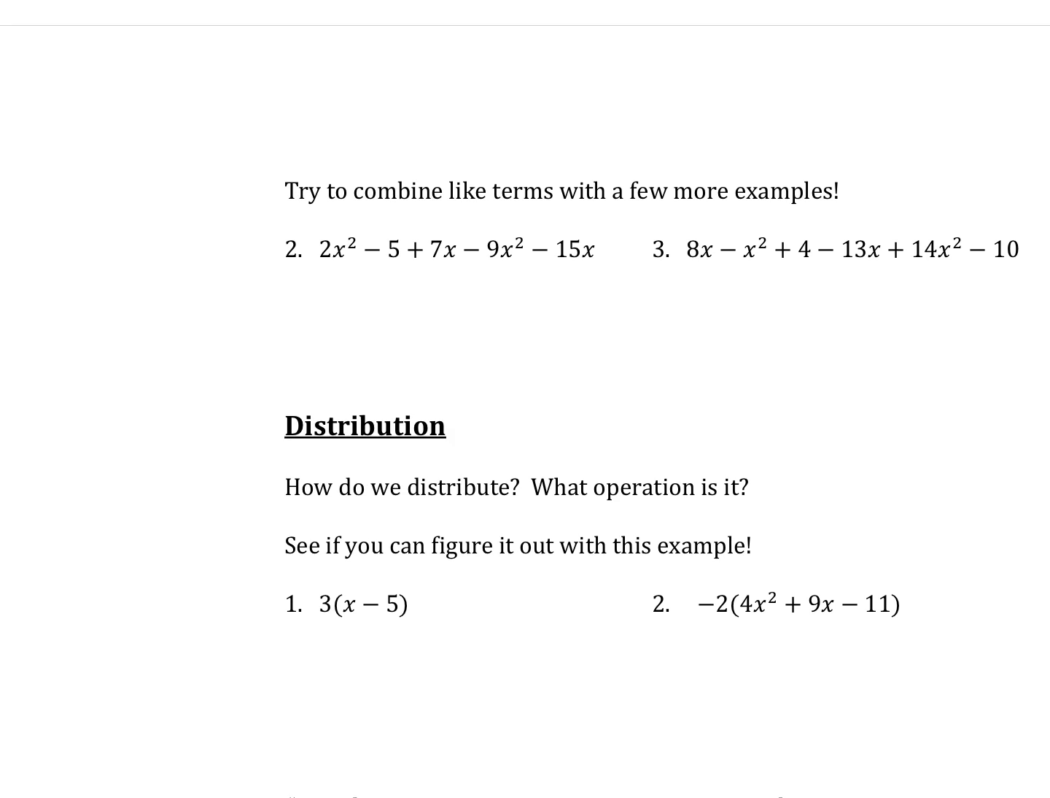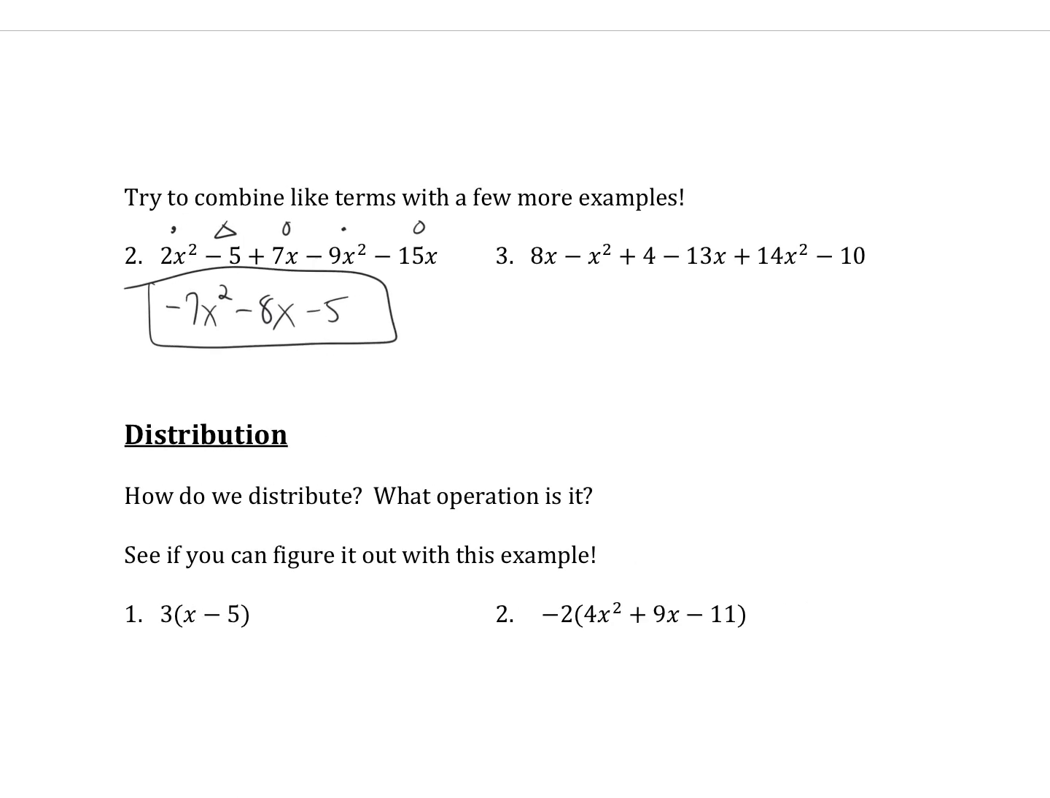Okay, so we're going to combine like terms here. I see x squared is the biggest exponent here. We've got x and x, and we got a constant. So 2x squared minus 9x squared is going to be negative 7x squared. We have 7x minus 15x is going to be negative 8x. And then we have negative 5, which is kind of along for the ride. There we go.